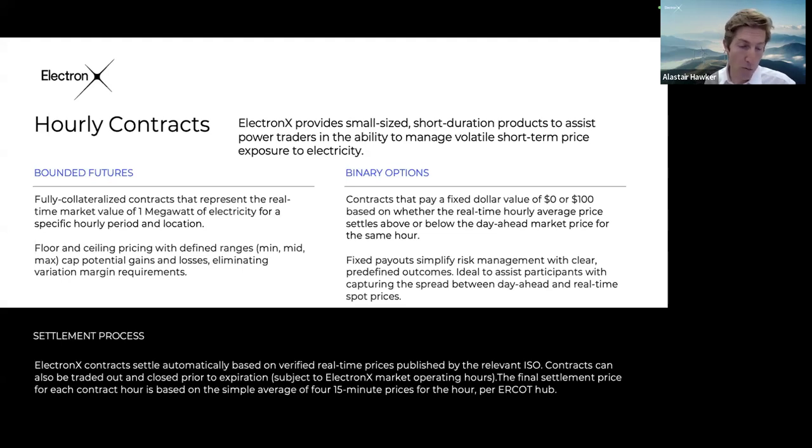The other product group is binary options. These are event contracts that settle to either 0 or 100, simply determined by whether the real-time price for the hour is above or below the day-ahead price.